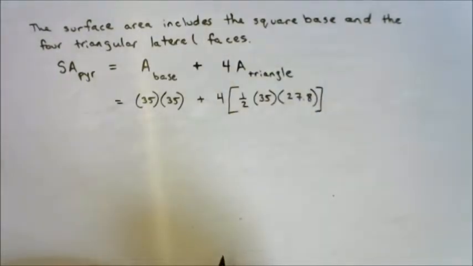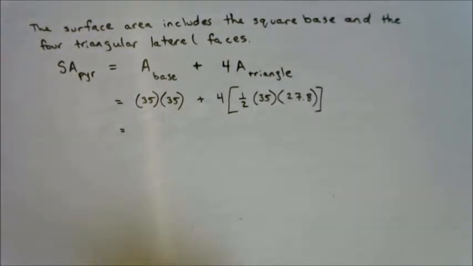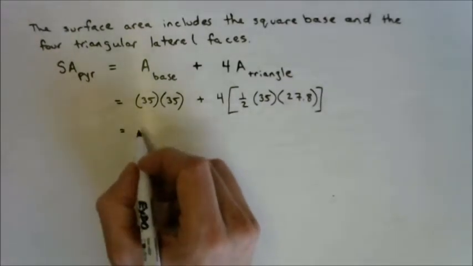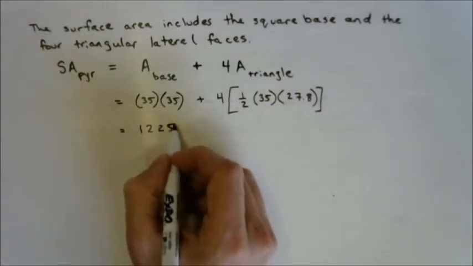And I close that off with a square bracket. Now just some careful things in your calculator. Everyone should have their calculator out. Punching away, 35 times 35, or 35 squared. 1,225.